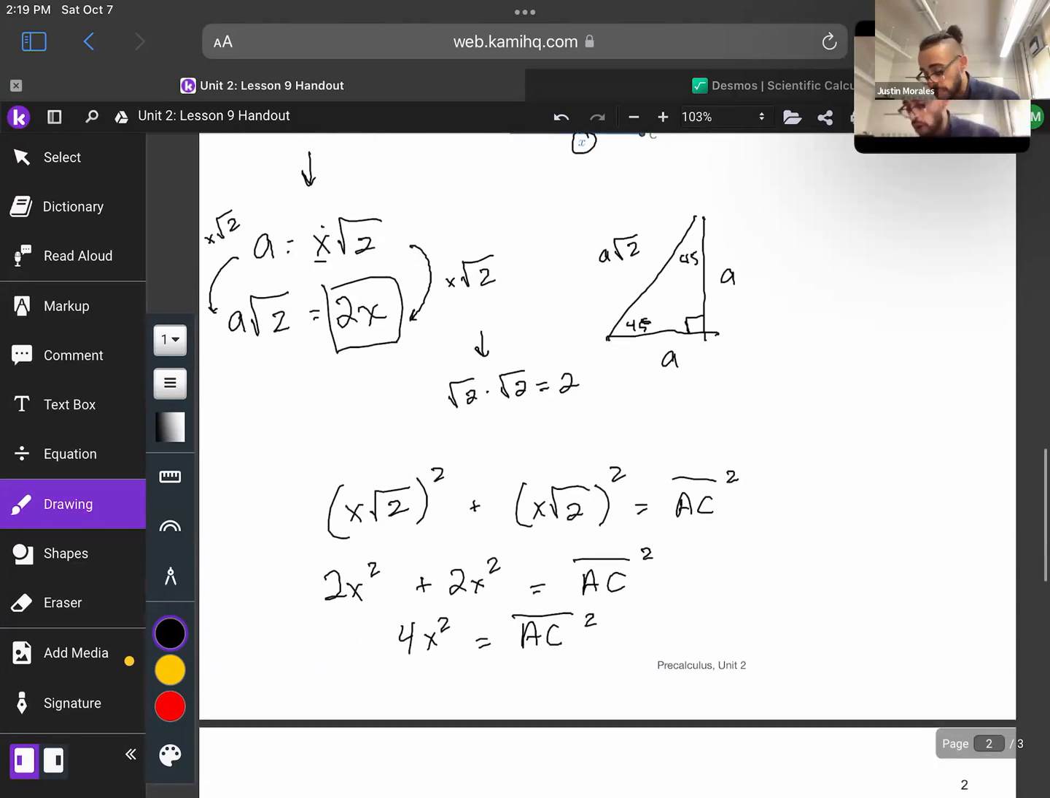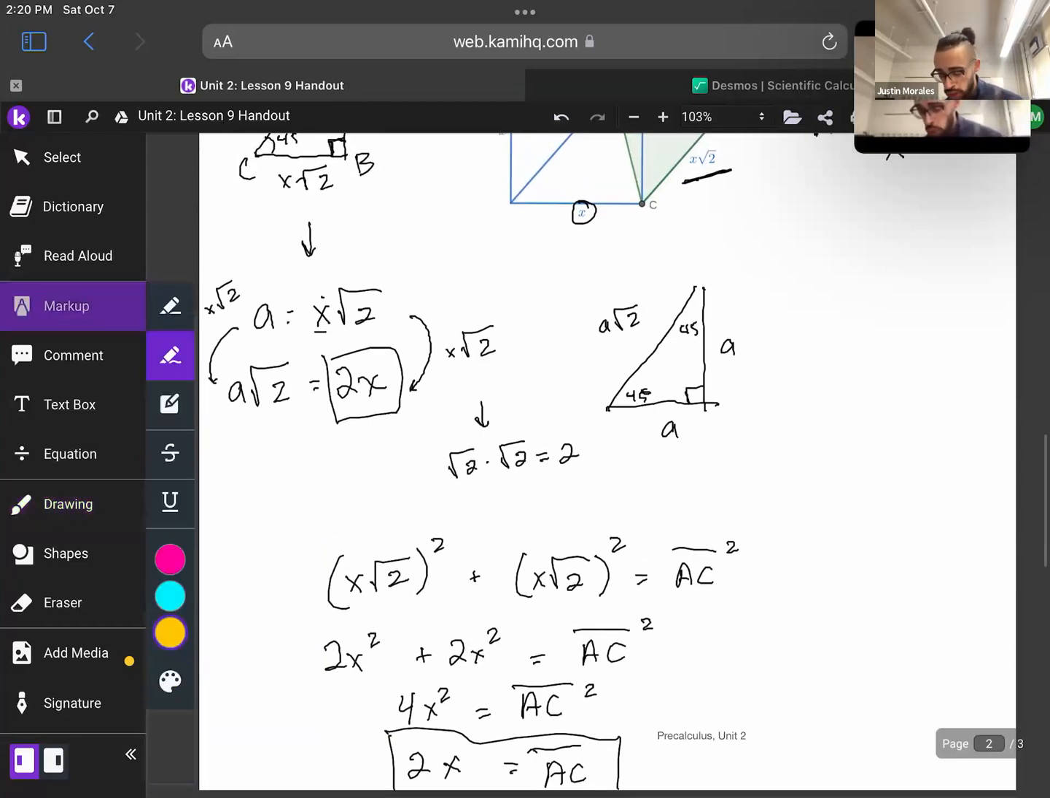But if you want to figure out what AC actually is, we have to take the square root on both sides. The square root of 4 is 2, and the square root of x squared is x. We get that same answer again. So either way, you would have been able to get to the correct answer. But once again, it's really important that we understand the math that I did right here.